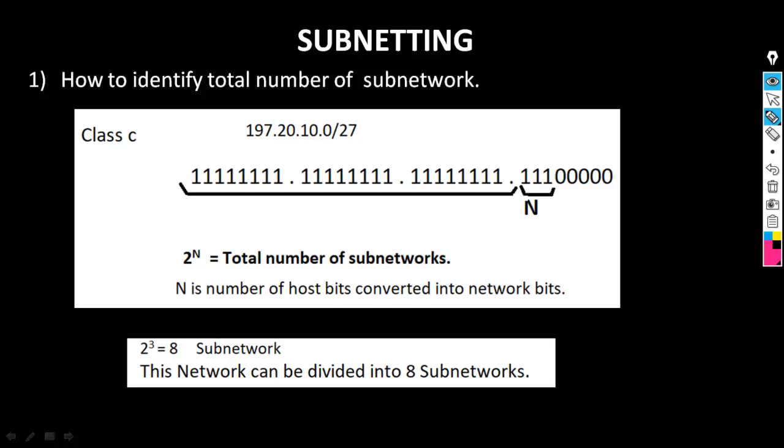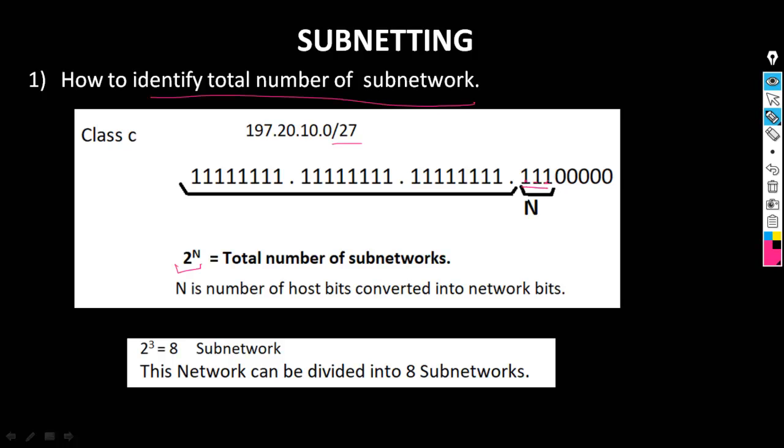First we will identify the total number of subnetworks. Since we are using /27, for that we will be converting 3 host bits into network bits, that is, we will be converting zeros into ones. So I have converted 3 host bits into network bits. This is for /25, /26 and this is for /27.